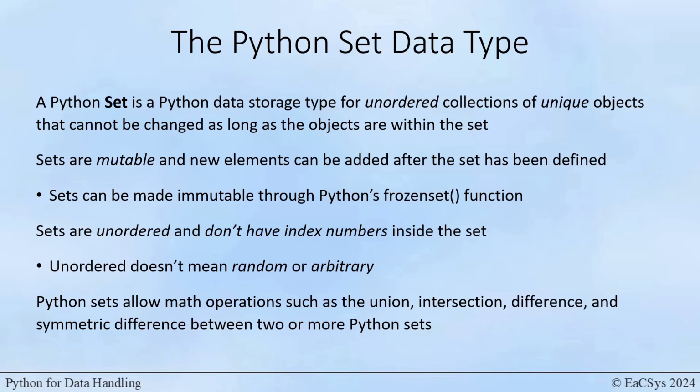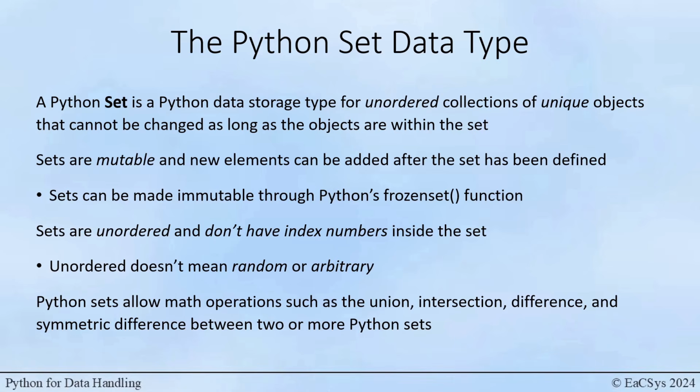A set is a Python data storage type for an unordered collection of unique objects that cannot be changed as long as the object is within the set. This means that a set is a collection of unique objects, that it contains objects that can only be one of a kind, and that the stored objects cannot be changed as long as they are contained inside the set.